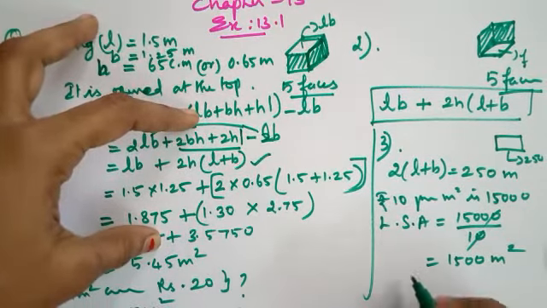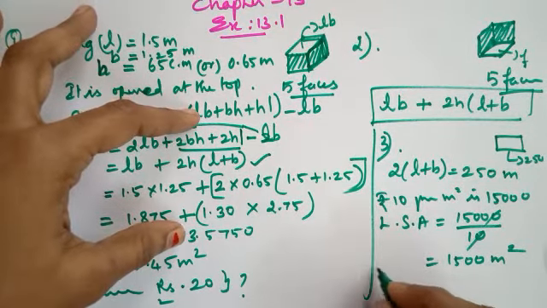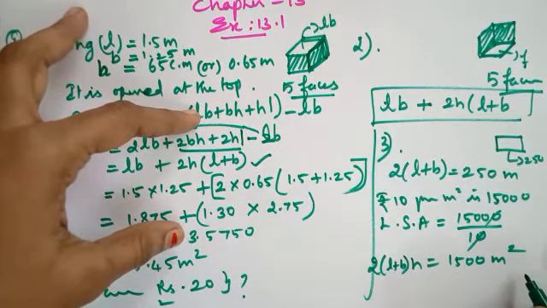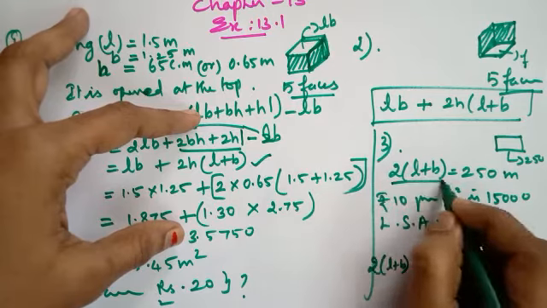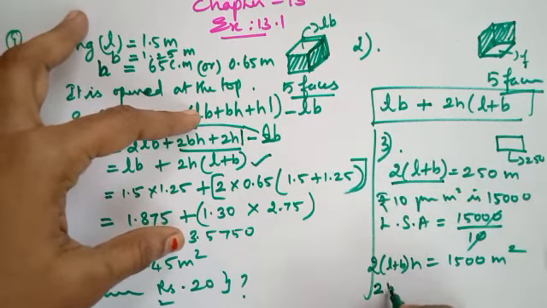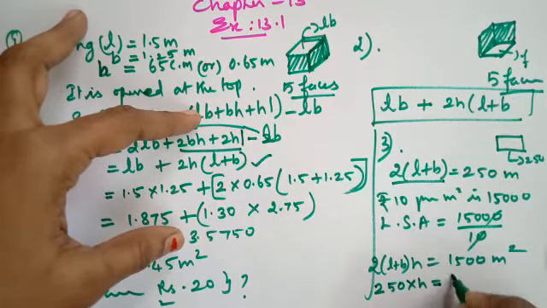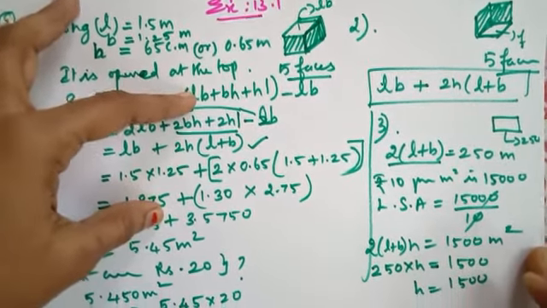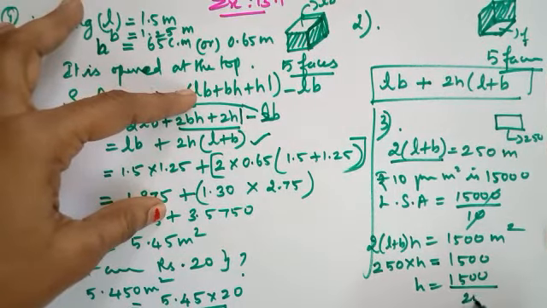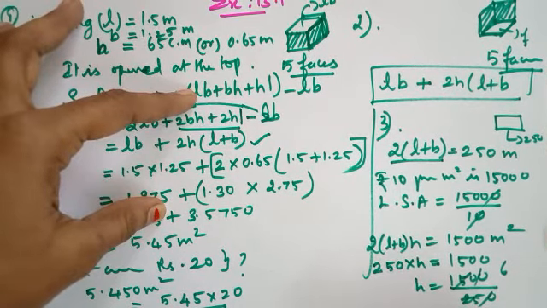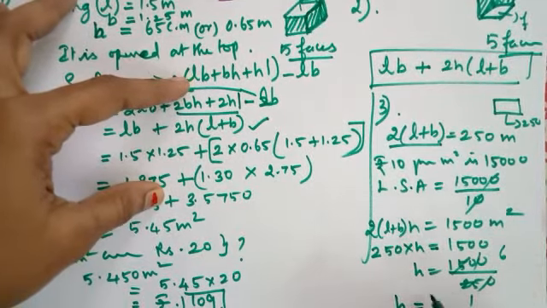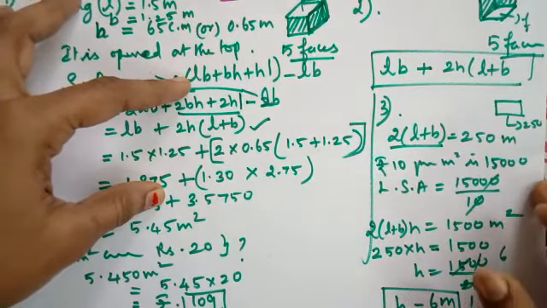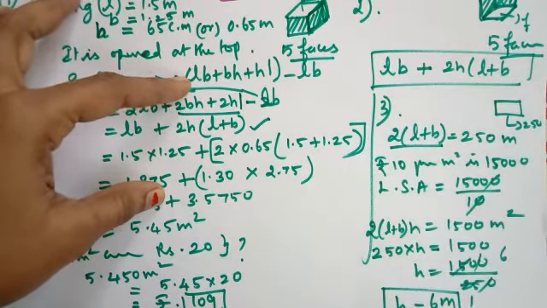Students, listen. What is the lateral surface area? 2(L plus B) into H equals 1500 meter squared. 2 of (L plus B) is 250, so here I have written 250 into H equals 1500. So H is equal to 1500 divided by 250, which is 6. So H equals 6 meter. So the answer is 6 meter. Is it clear, students? Good.